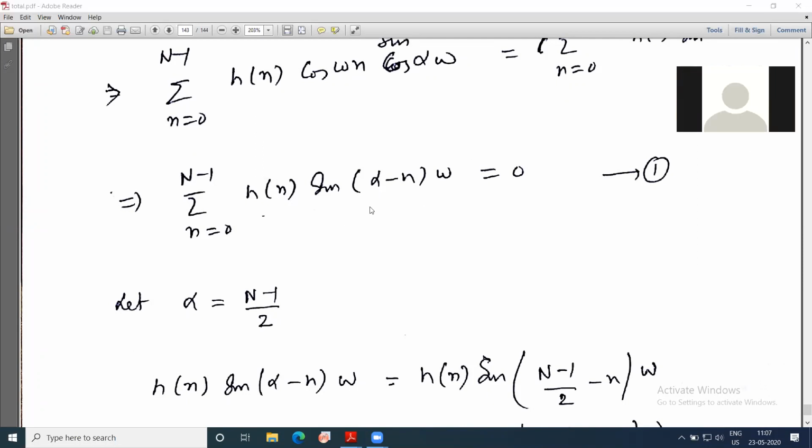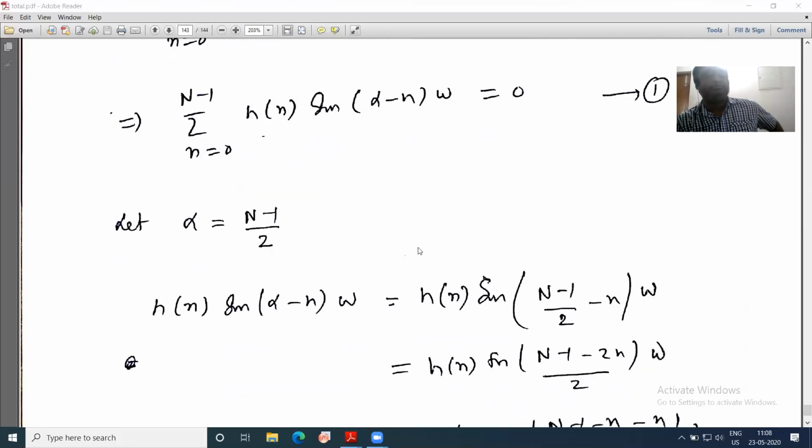Now I am assuming this alpha is a phase. I am trying to relate alpha using the number of samples, because the number of samples is known to me. Then I am assuming that alpha equal to (N minus 1) by 2. This is one particular case, alpha equal to (N minus 1) by 2. I am starting with this expression for h(n), with alpha equal to (N minus 1) by 2.